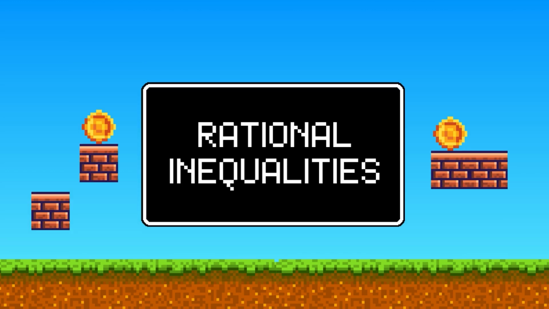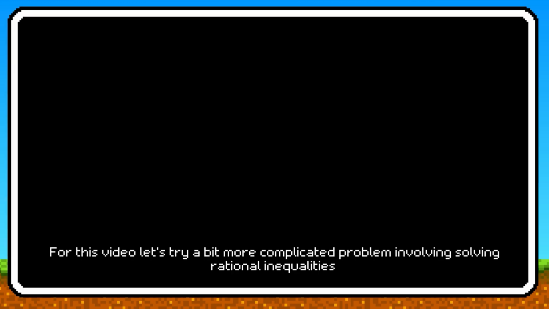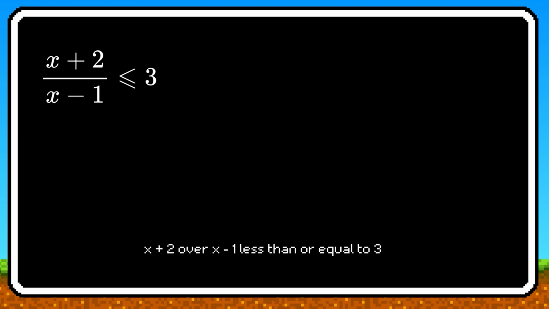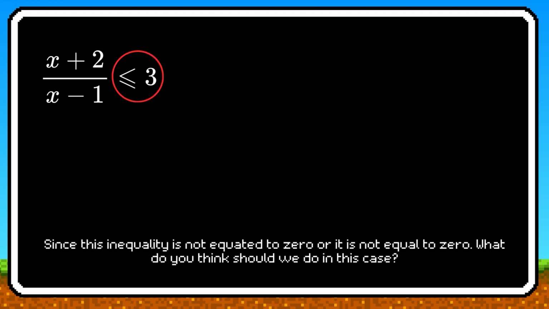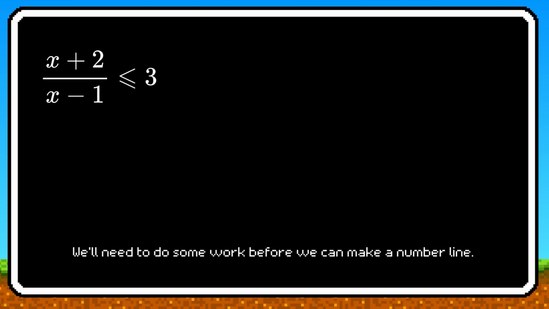Rational inequalities. For this video, let's try a bit more complicated problem involving solving rational inequalities. x plus 2 over x minus 1 is less than or equal to 3. Since this inequality is not equated to 0, what do you think we should do in this case? We'll need to do some work before we can make a number line.